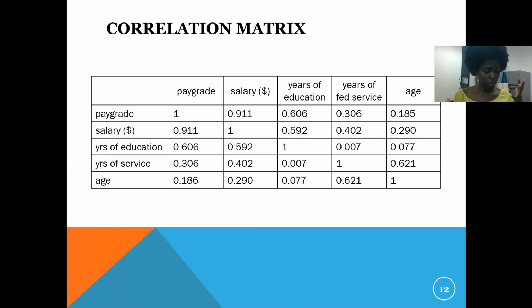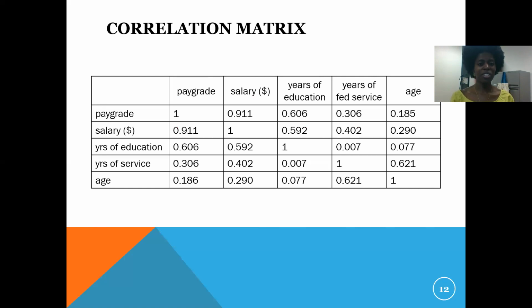But for the most part, as salary goes up, pay grade should go up. We can say it the opposite way. As pay grade goes up, salary goes up. We can even say it a different way. As pay grade comes down, salary comes down, because these are positive relationships. So if I'm going down, you're coming with me. Man, that's something serious, right? Great, strong, positive relationship.